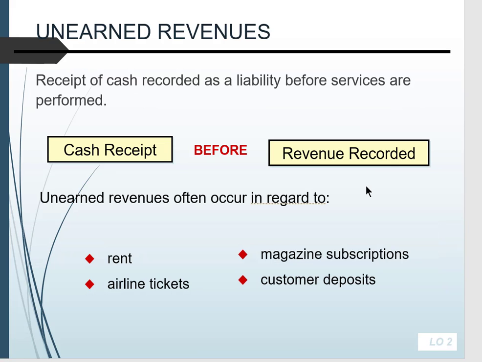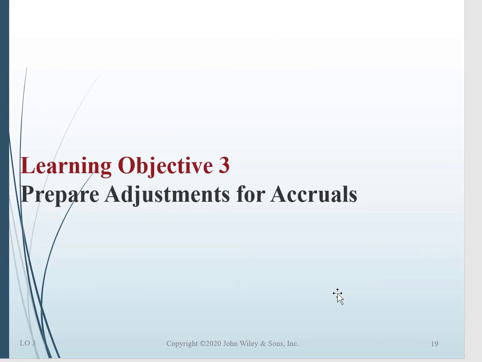What about unearned revenues, right? We get the cash up front and then the revenue is recorded later, right? So these unearned revenues, what causes those? Things like rent or airline tickets, right? You buy your ticket today, but they don't earn that money until you actually take the flight. Magazine subscriptions, some customer deposits, all these things are examples. There's a difference between when the cash is received and when the actual revenue is earned.